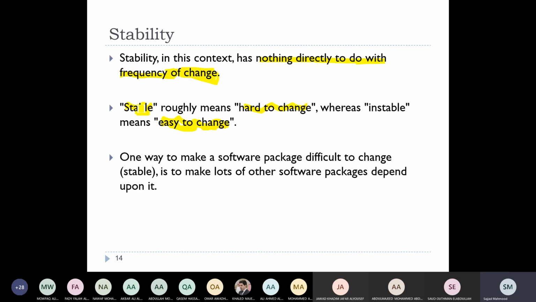In other words, we are saying that a software package is difficult to change, in other words stable, if a lot of other software packages depend upon it. So we will call it a stable package because it's hard to change, because in our definition, stability means hard to change. We say a package is stable because it's hard to change, because there are a lot of other packages which are depending on it. Why? It's hard to change if there are so many other packages depending on it.